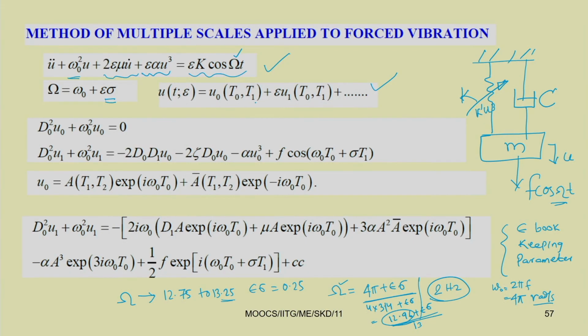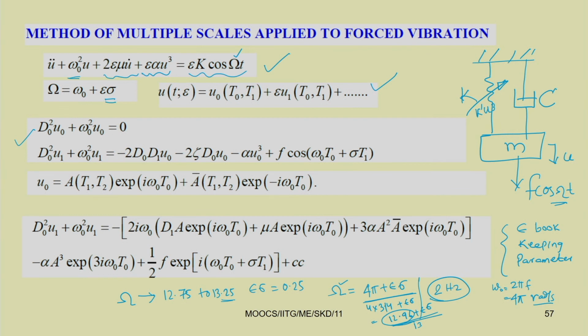So, by substituting u equal to u0 plus epsilon u1, you can get the expression for u double dot equal to u0 double dot plus epsilon u1 double dot, where double dot is d square by dt square. You can replace it by the expression you have already seen, that is d0 square plus other terms. By substituting this and separating the orders of epsilon, you get this equation: d0 square u0 plus omega 0 square u0 equal to 0, which is the order of epsilon to the power 0.